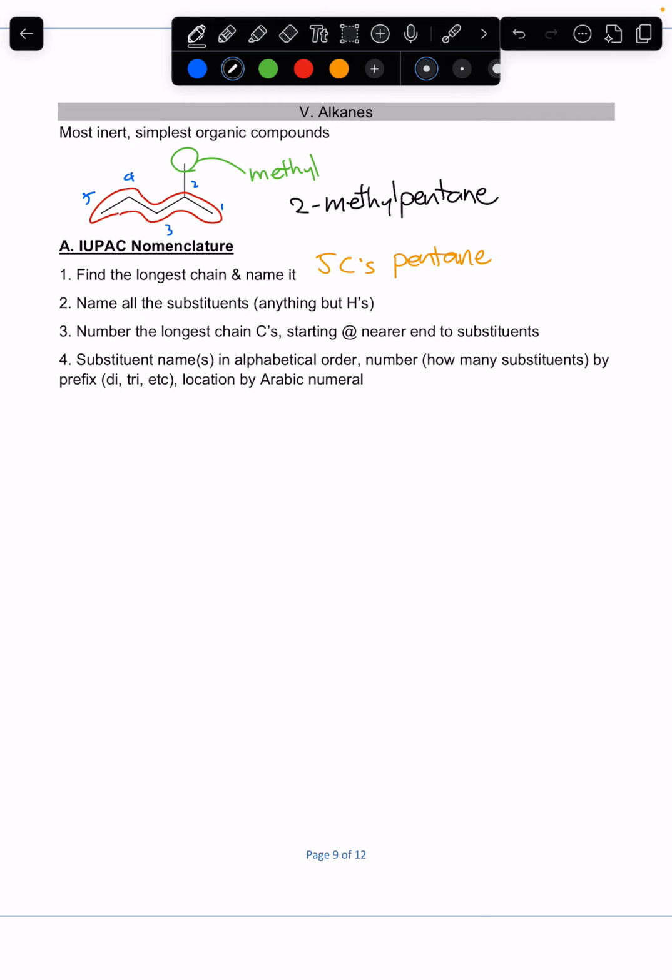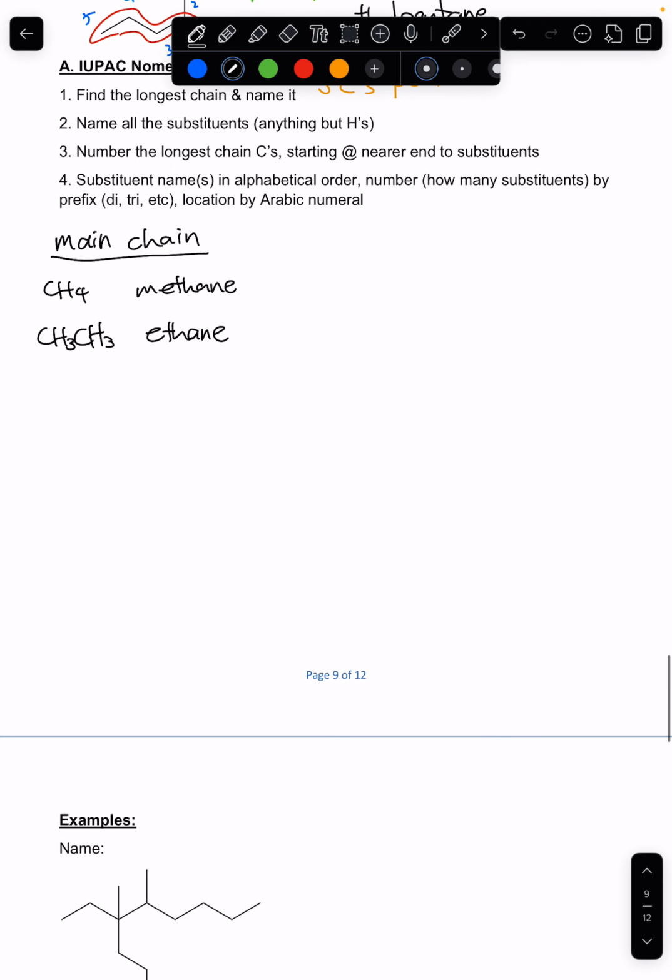And how do we know that that's a methyl group? How do we know that's a pentane? We do kind of need to know some basic names here for the main chain and the substituents. Right, and for alkanes, you probably already know that this is methane. That's the smallest alkane. The second smallest would be ethane, and I trust you'll be able to draw the Lewis structure of that.